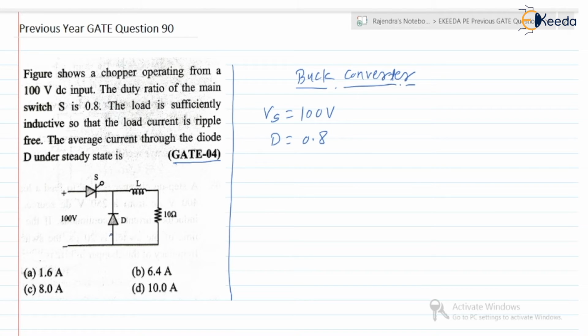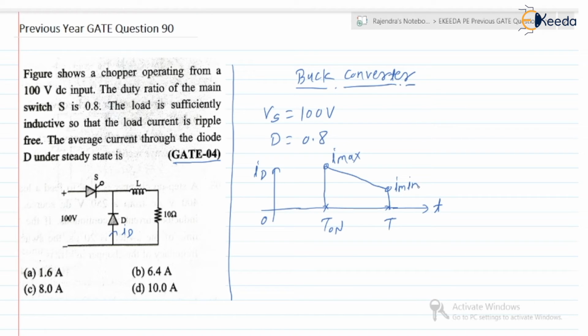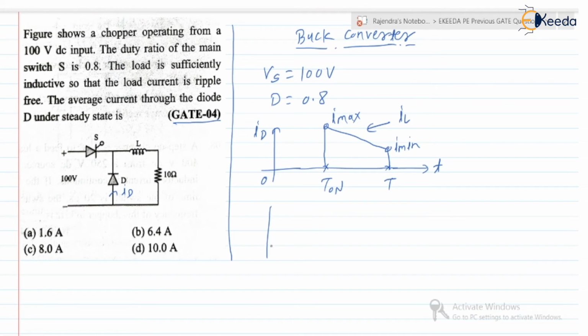You can check the diode D will be in the on state only when the switch is in the off state, right? Because when the switch is in off state, at that time the inductor releases the energy. So from T on to T, the current flowing through the diode will be like the inductor current. It will be changing from Imax to Imin. So it is the same as that of the IL.